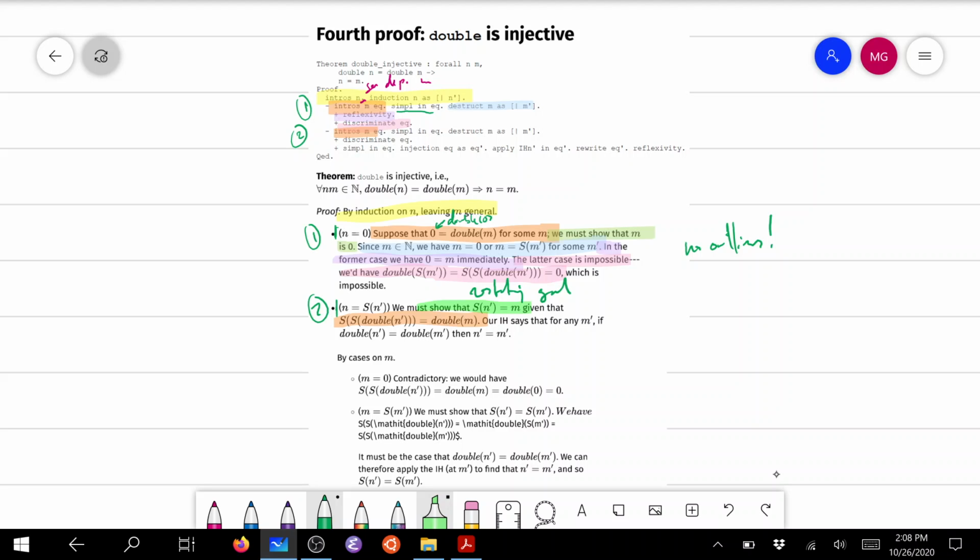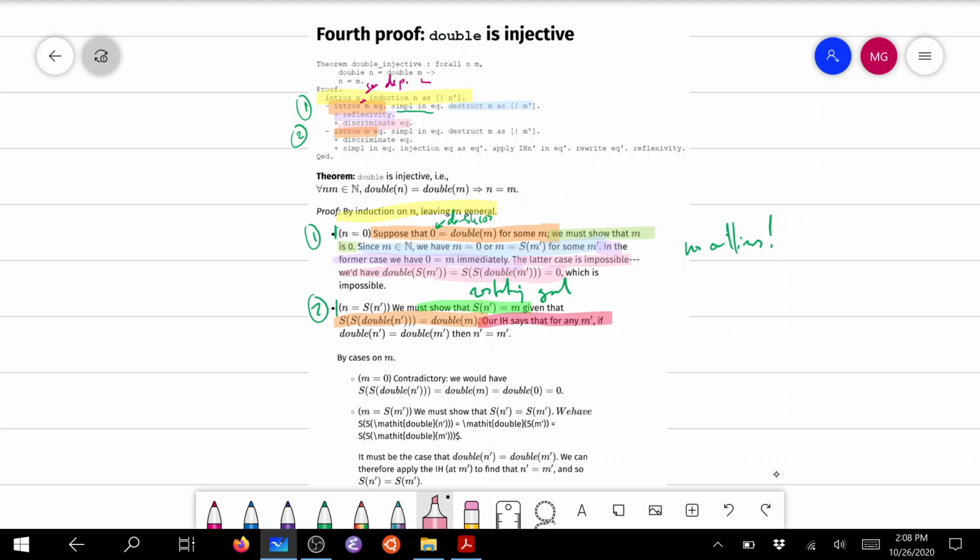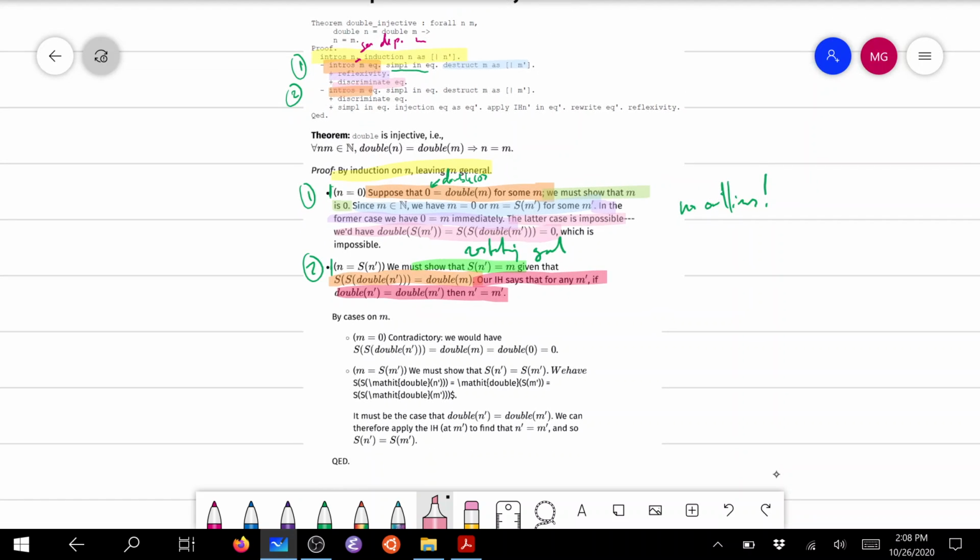Okay, and as usual, let me get this in the appropriate important red, we state our IH. Absolute must, especially if you've said something special like I'm leaving m general, it's extra important for you to say what the IH is, just to make sure everybody knows exactly what you mean by leaving it general. So here, for example, where's the general part? Right, this is the general part. That's only modestly illegible. So we're saying for any m prime, and then the property that we're proving, if double n prime equals double m prime, then n prime equals m prime.